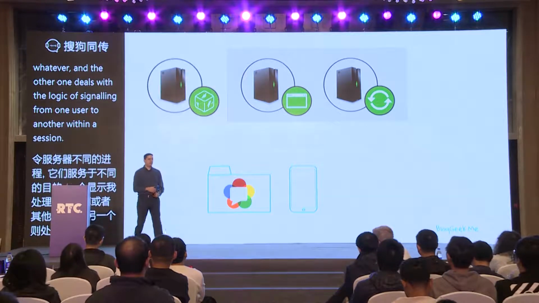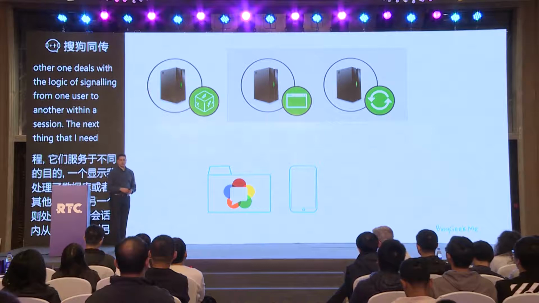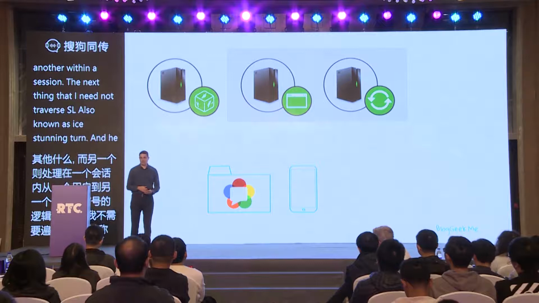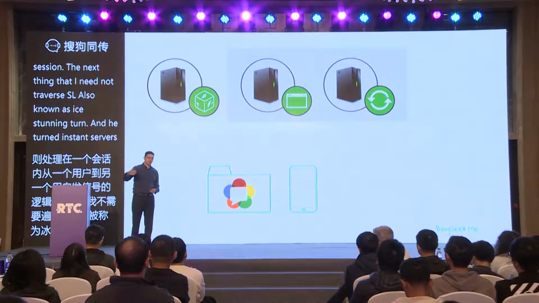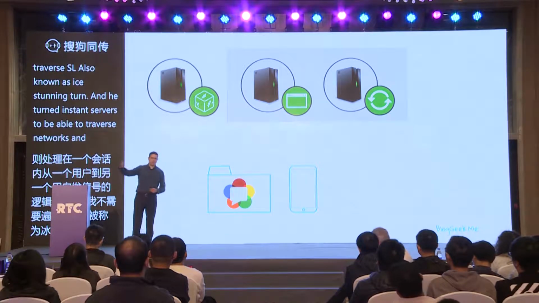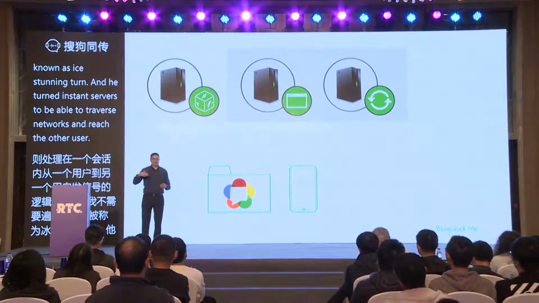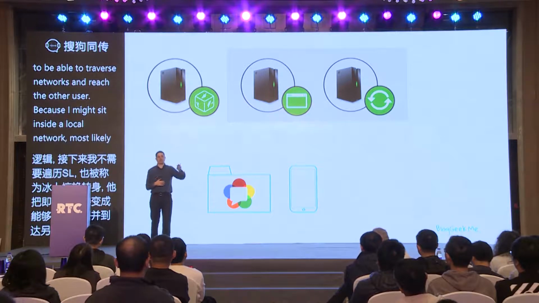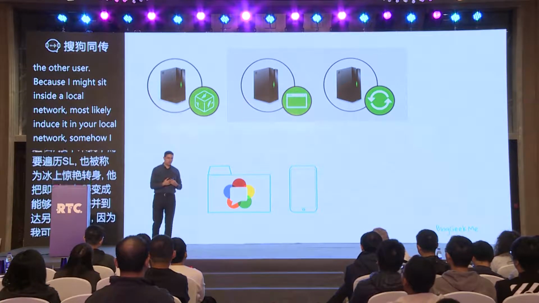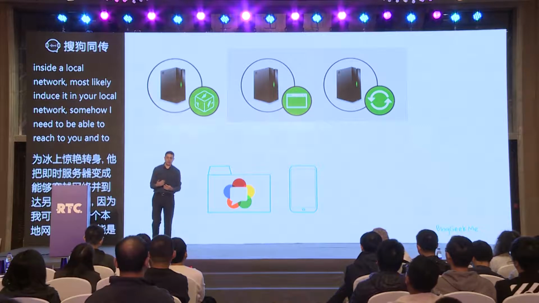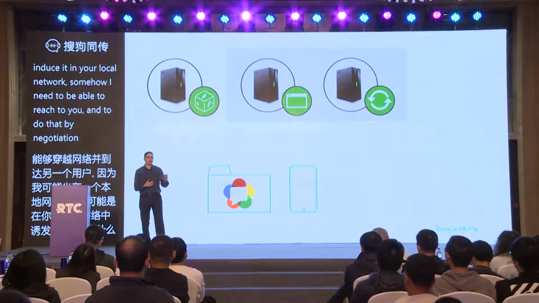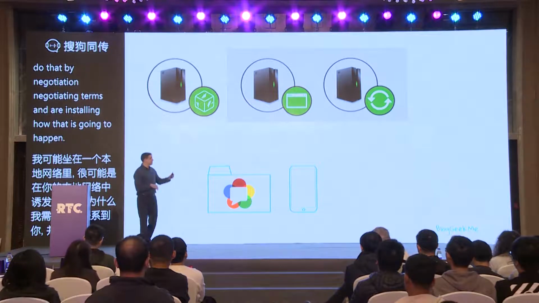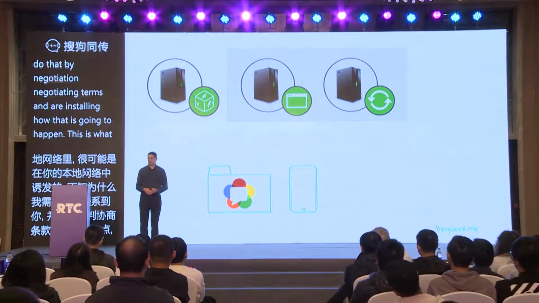The next thing that I need, NAT traversal, also known as ICE, STUN, and TURN. I need TURN and STUN servers to be able to traverse networks and reach the other user. Because I might sit inside a local network, most likely, and you sit in your local network, somehow I need to be able to reach you. And we do that by negotiating terms and understanding how that is going to happen. This is what we need in order to make a WebRTC session.